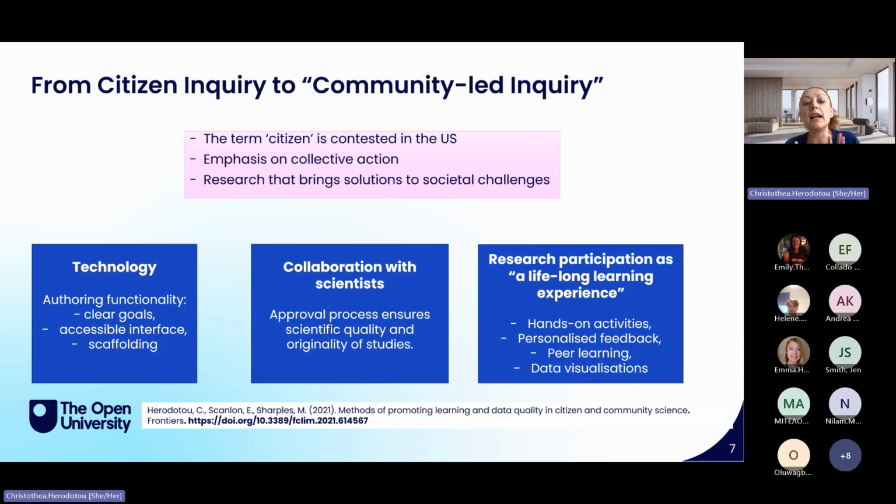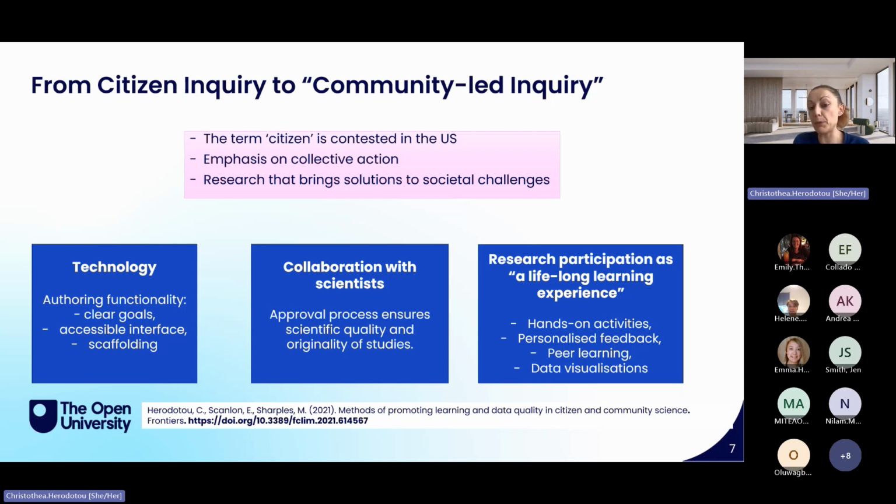And the third one, we see this collaboration being beneficial not only for the scientists, but also for the communities and the people involved in research. So we try to create research activities that provide learning to participants, and they can be seen as a lifelong learning experience. And we do this with a number of features on nQuire.